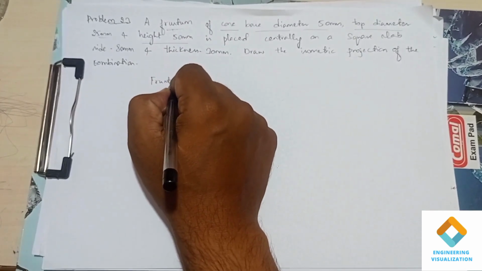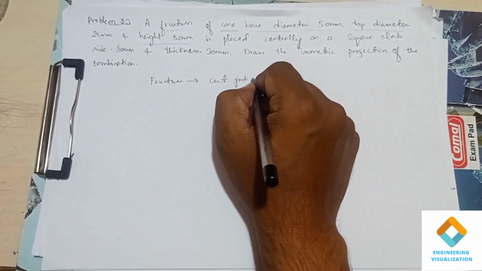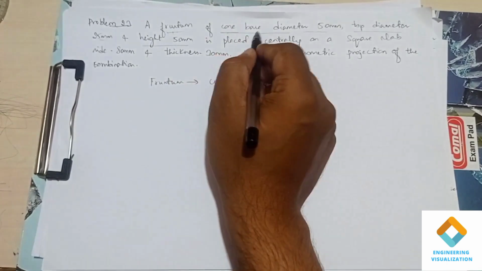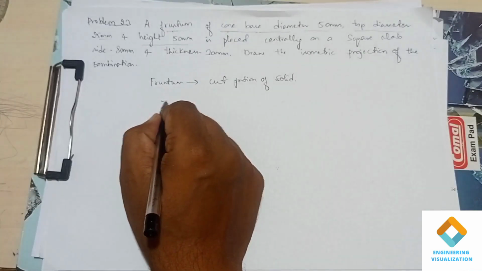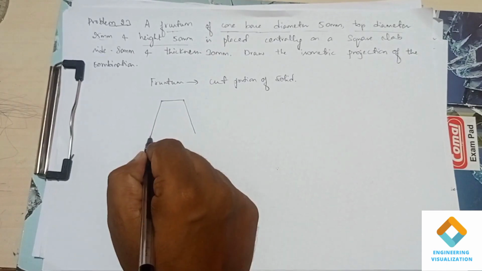So first we are going to know what is meant by frustum. Frustum means it is nothing but a cut portion of the solid, cut to a particular height. So here you can see it is a frustum of cone. I am going to draw how it looks in front view.